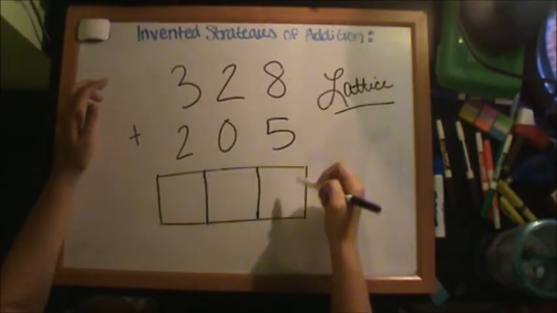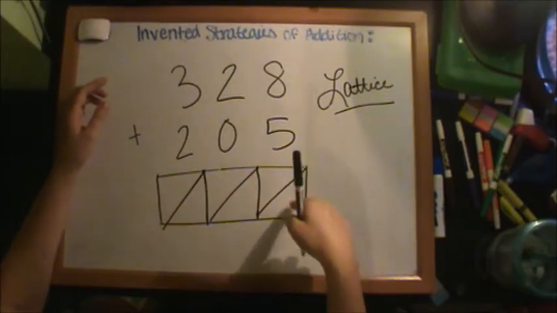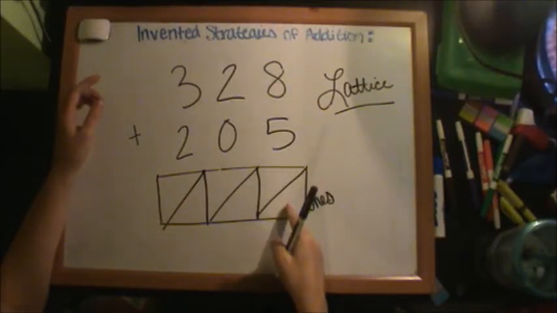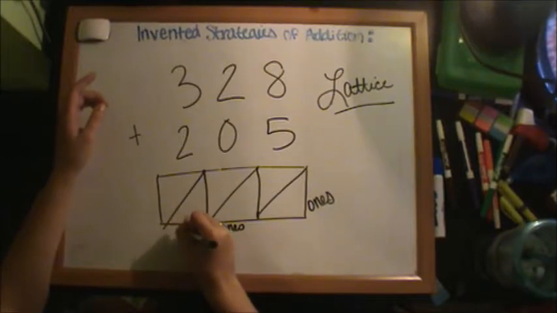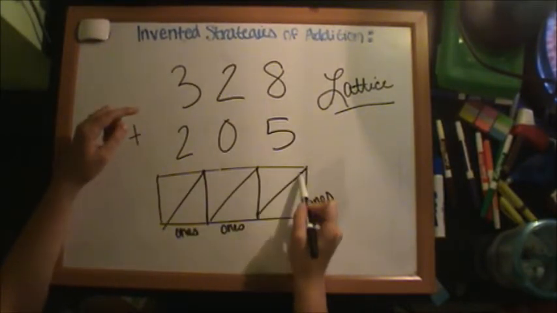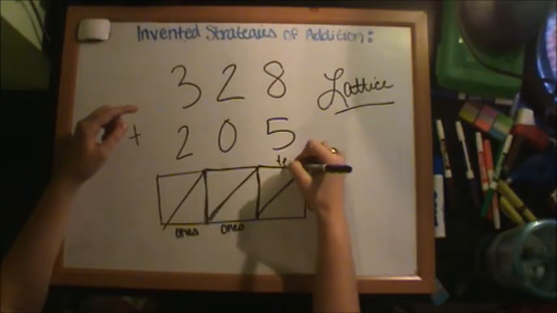Okay, so now we're going to divide each of these little squares into triangles. This triangle, this bottom one, is always going to be the ones. So this is the ones, this is the ones, and this is the ones place. Ones, ones, ones. This top one right here, this is always going to be the tens place.